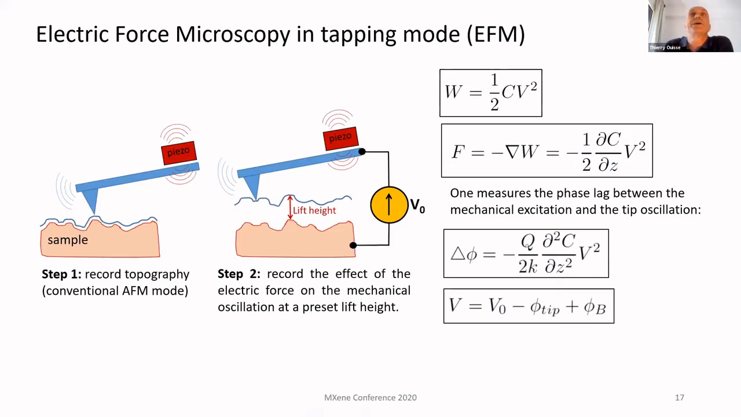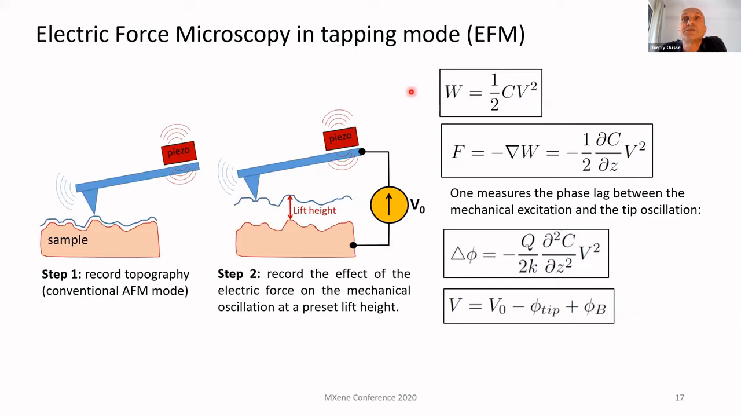Since, to the best of my knowledge, this technique has not been previously applied to MXene, I would like to briefly describe it. First, you use the AFM tapping mode with a mechanically excited AFM tip, and you record the surface topography. Then you lift the tip at a prescribed height, typically a few tens or hundreds of nanometers, and you follow a profile which always maintains the tip at the same distance from the sample. So you still excite the cantilever mechanically, but now you also apply a voltage between the metallic tip and the sample. So you add a capacitive force on the system.